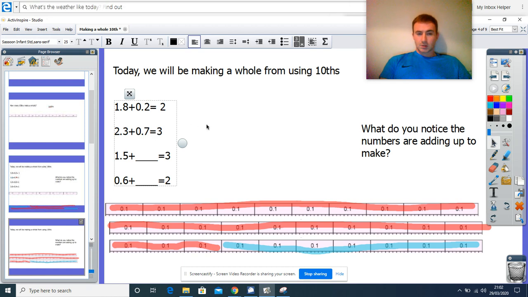But again, another way you could do it, if you start on 2.3, keep counting up until you get to 3. So 2.3, 2.4, 2.5, 2.6, 2.7, 2.8, 2.9, 3. And that's the 7 there, so it's 0.7.